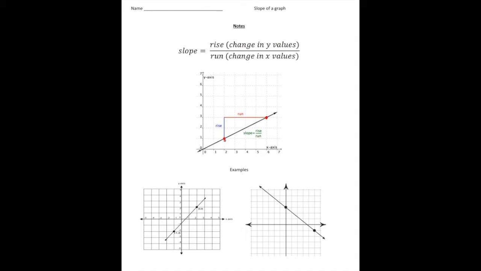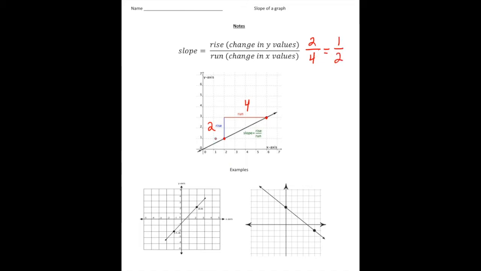So what you do is from this point, we're going to figure out how high we're going from this point to this point. So we're going to go up 1 and 2. So our rise is going to be 2. That's how much it's going up from this point to this point. Now the run is the change in the x values, the x-axis values. So the run from this point to this point is we're going over 1, 2, 3, and 4. So the slope of this graph is going to be 2 over 4, which can reduce down to 1/2.